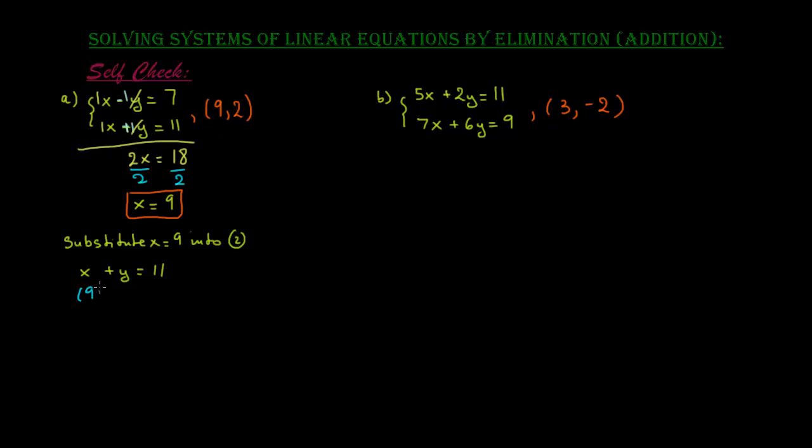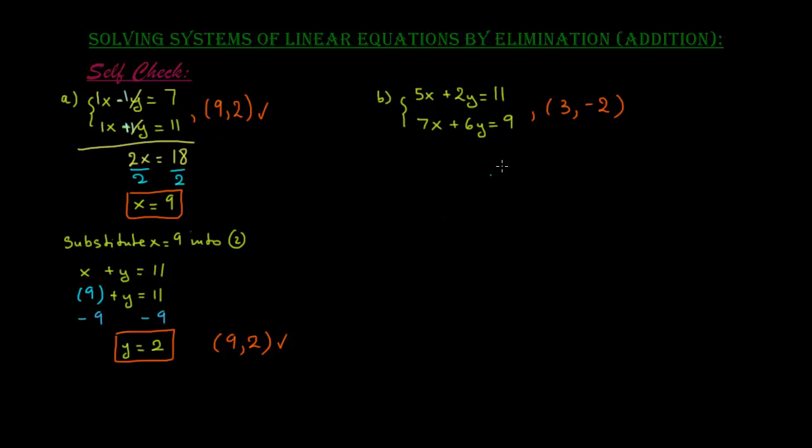We plug in x by 9 plus y equal to 11. Then we isolate the y by subtract 9 on both sides. So which give me y equal to 2. That's my second unknown. So final answer is x and y order. So x is 9, y is 2, 9, 2 is my answer. It's matched with what I gave you before.